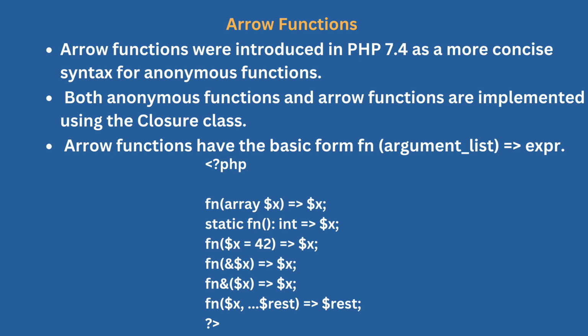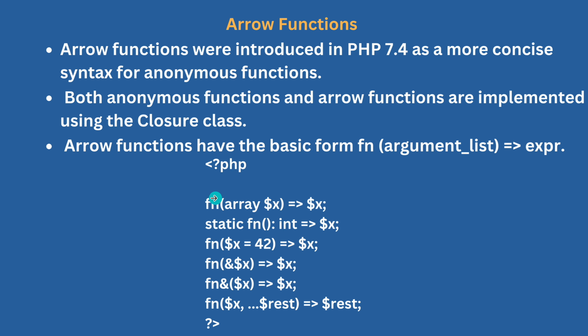Now, there is an arrow function. This is one next step, you can say the more concise way of writing anonymous functions. And both use closures, right?